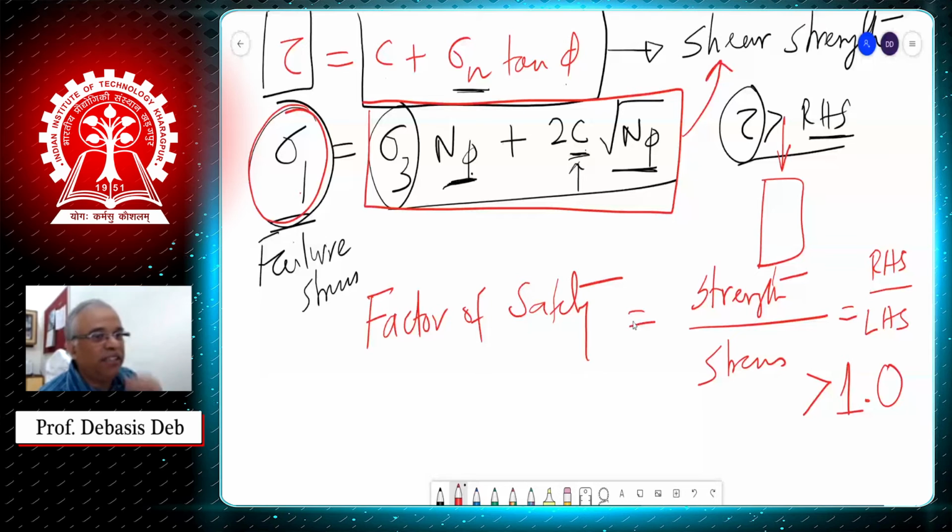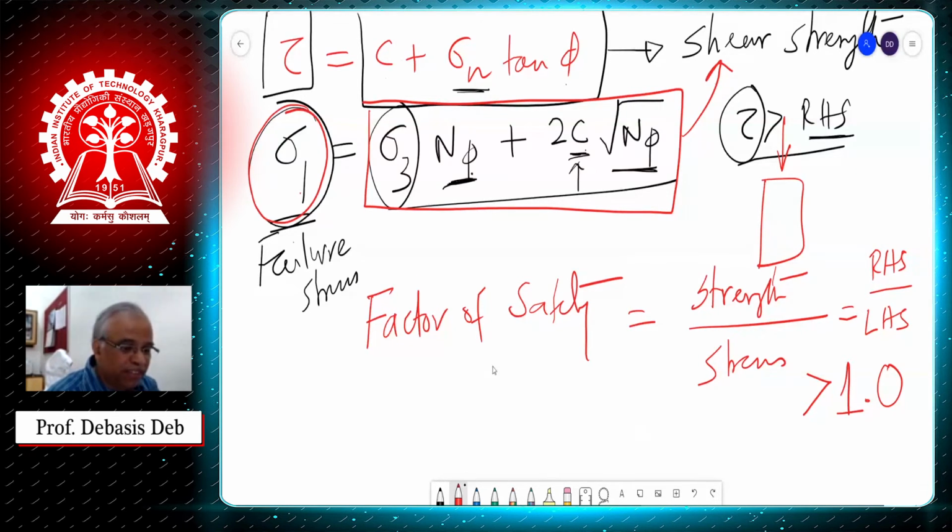Or in other words, if factor of safety is more than 1, we normally say the material is still behaving elastically. It has not failed. It didn't go to the plasticity zone. So this is what it tells us, when it will be elastic and when it will be plastic.